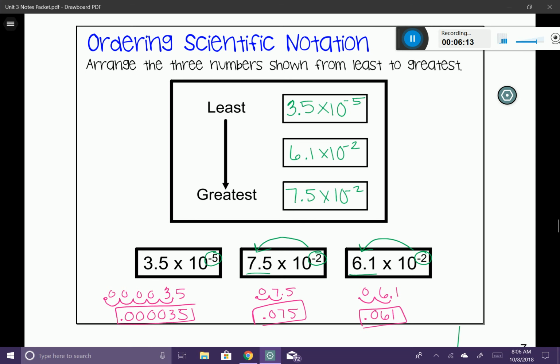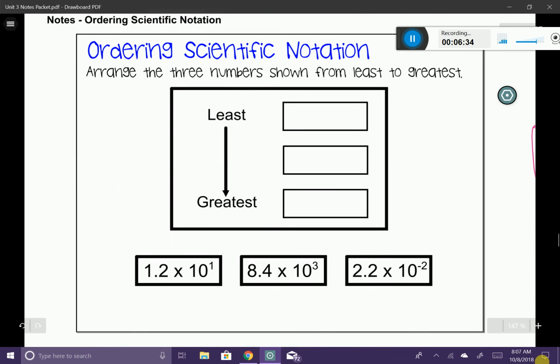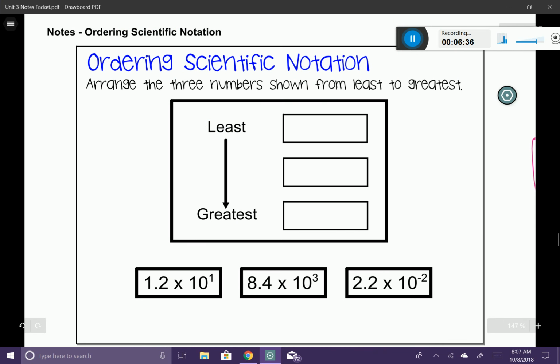Now, a common mistake with these types of problems is when we see those negative exponents, we think, oh, the number is negative, and that is not the case. So remember, standard form is just working with that exponent tells you how many spaces you're going to be moving from left to right. Okay, feel free to pause the video at this time and try the next 2 examples on your own. All right, arrange the 3 terms shown from least to greatest.